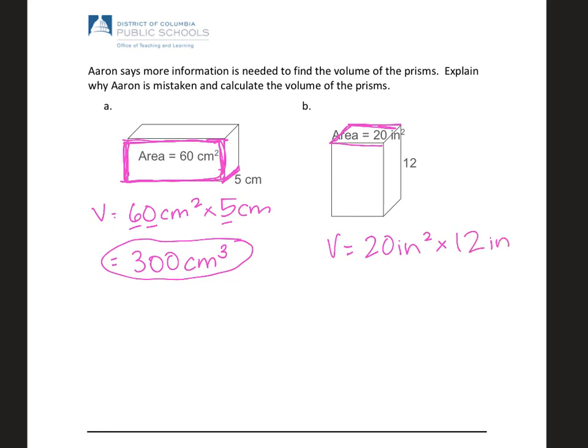All right, pull out that basic fact, 2 times 12 is going to give us 24. We multiply by the 0 here, or multiply by 10 because of the 1 0, which gives us 240 cubic inches.